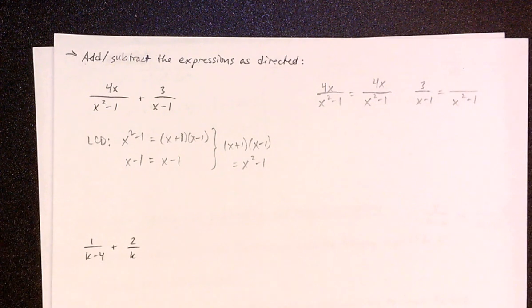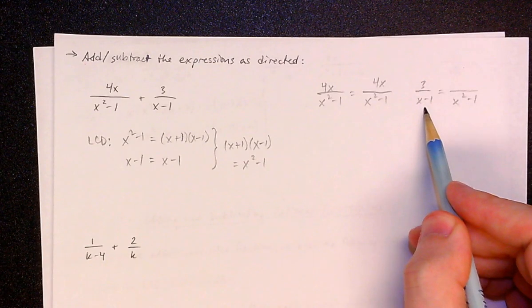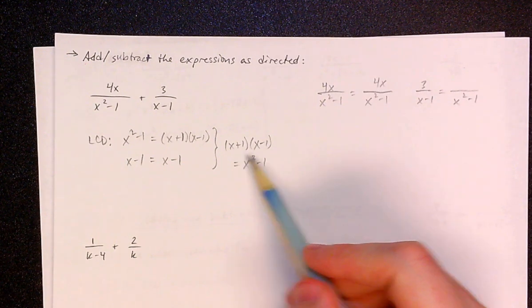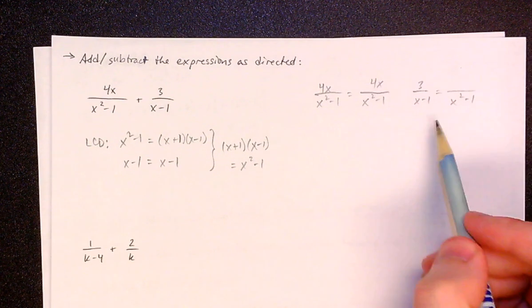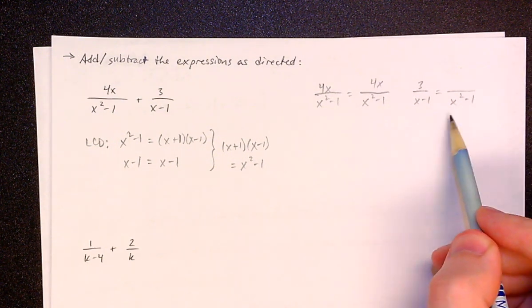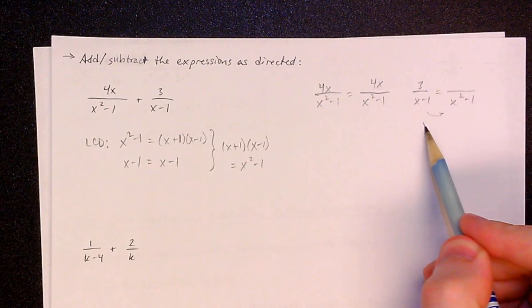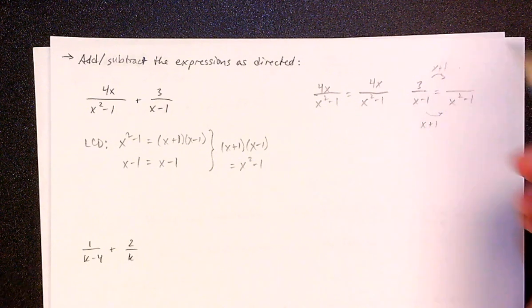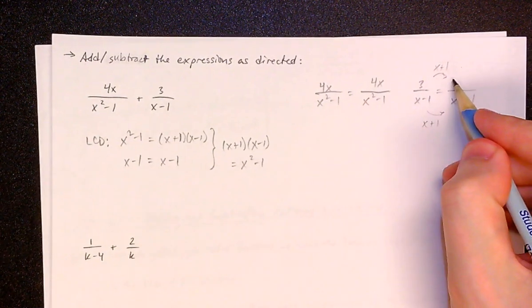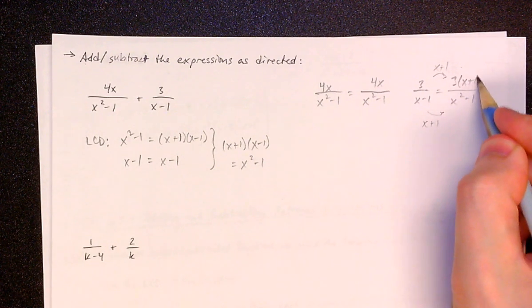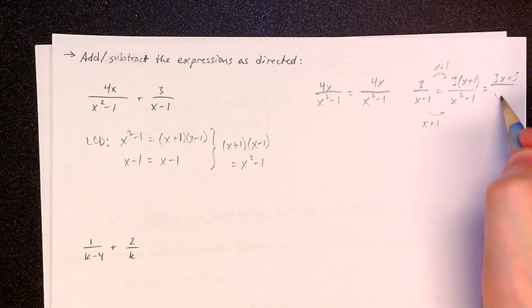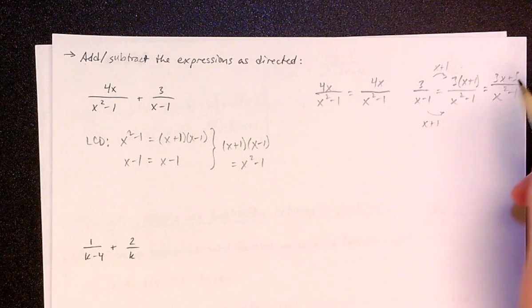The second rational expression, though, we do have to do some messing around with. I want to go from an x minus 1 to an x squared minus 1, or, as we see here, x plus 1 times x minus 1. So I have to multiply the bottom by a factor of x plus 1 to get here, which means I have to do the same thing to the top. So that's going to give me 3 times x plus 1, or 3x plus 3 divided by x squared minus 1.